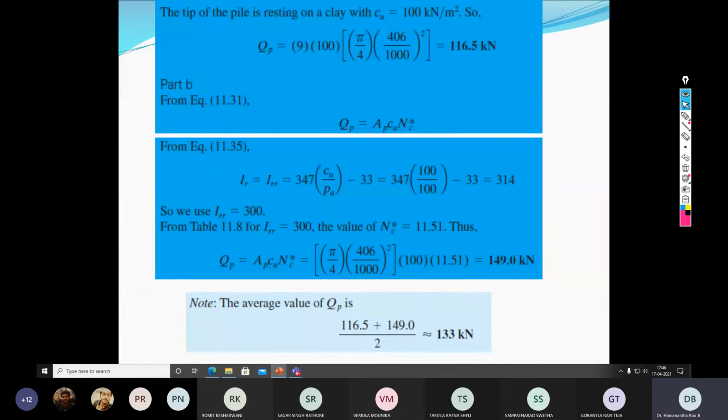So does anybody have any questions? This is simple and straightforward. There is no hanky-panky, no assumptions, no derivations, no complications. Substitute all the parameters and keep calculating. But again, I repeat, in reality the pile load calculation is not that simple.